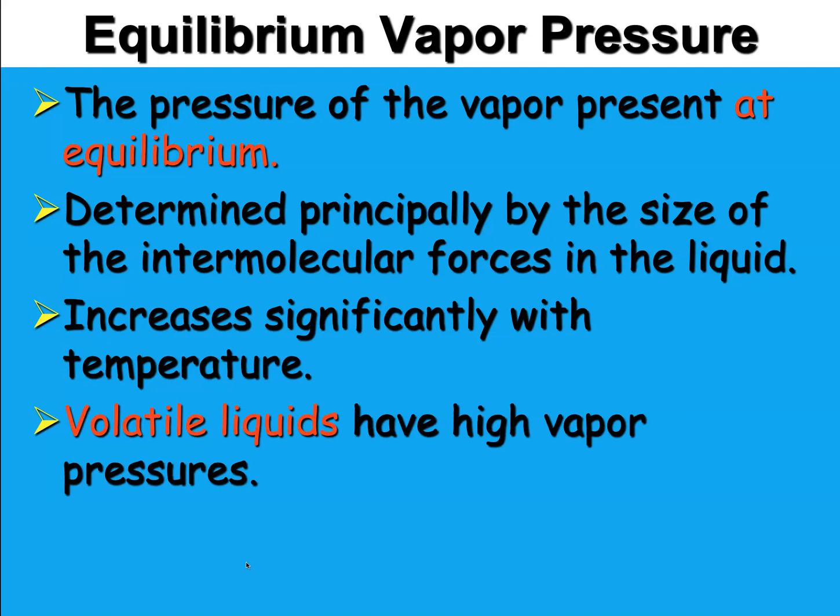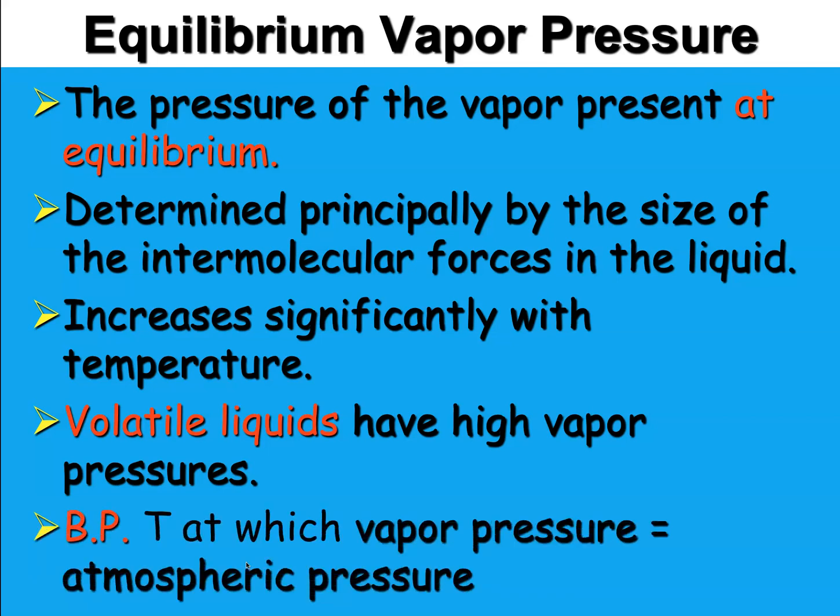Volatile liquids have high vapor pressures. Volatile liquids tend to have very low boiling points. So hydrocarbons, low hydrocarbons, methane, that's a gas more often than not anyway, but propane can be a liquid, hexane, some of the alcohols again are considered volatile liquids because they have lower boiling points.